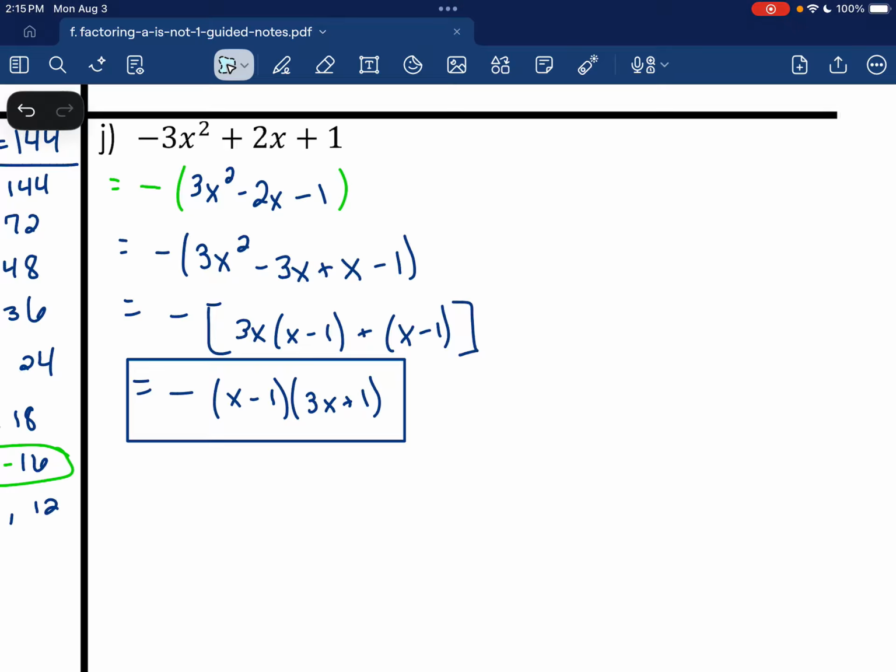Then we went ahead and factored. Notice again that I carried this 1 all the way down, so I didn't forget about him. And we end up with negative times x minus 1, 3x plus 1.